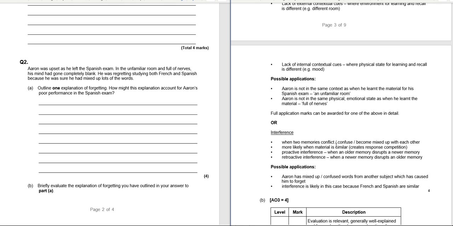You could argue here that two memories were conflicted and became confused with each other. So what you could say has actually happened here is there is some kind of interference where an older memory has perhaps been disrupted by a newer memory, whichever he learnt first, French or Spanish. Now the issue here is we obviously don't know in which order he's learnt these. So here we couldn't say whether it's definitely proactive or retroactive, but we could say it's an example of interference, and you could say it's possibly proactive or retroactive.